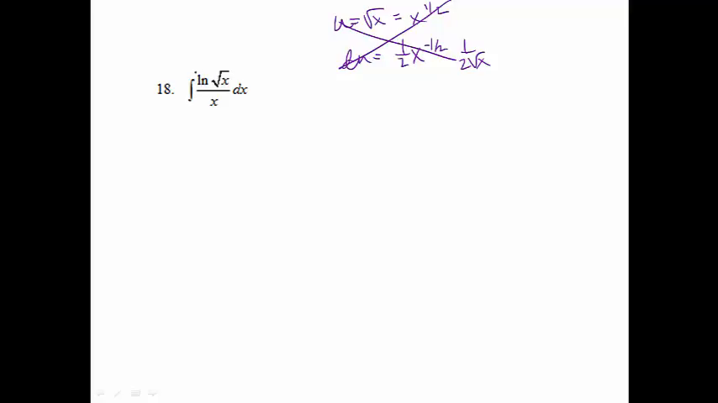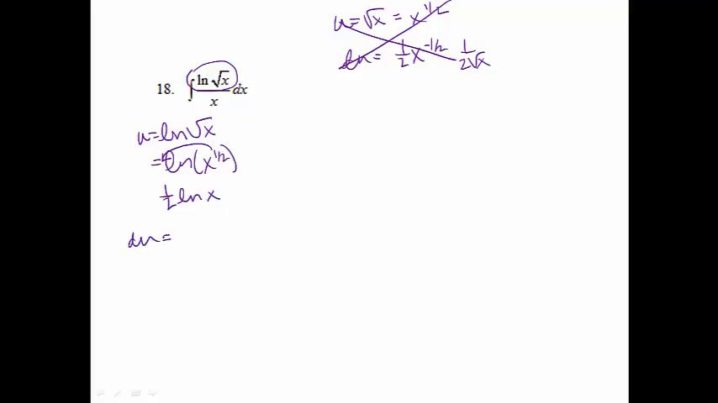So I'm going to let u be this whole entire numerator. I'm going to let u equal the natural log of the square root of x. Before I try to take the derivative of that, let's rewrite the square root of x as a power. If I write that as a power, I'm allowed to put my 1/2 out front. So now I'll have 1/2 the natural log of x.